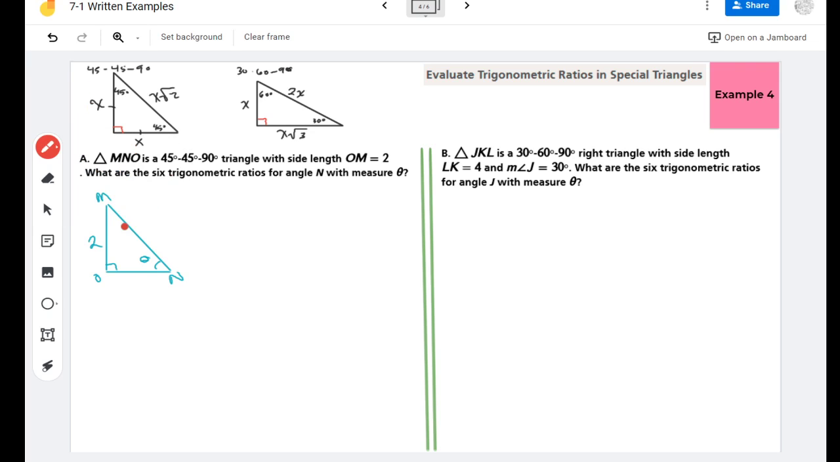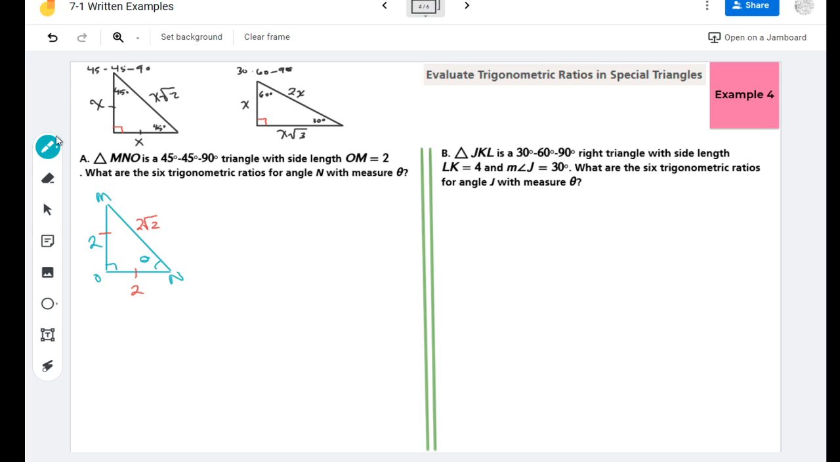I'm going to use red to put the stuff that we had to solve for. Remember, with the 45, 45, 90, these two sides are the same length, right? So since OM is 2, ON is also 2. And if these 2's are counting as my x values, then my hypotenuse would just be 2 root 2. I could get that hypotenuse by using the Pythagorean theorem if I wanted to. You do you, whatever makes your life easier.